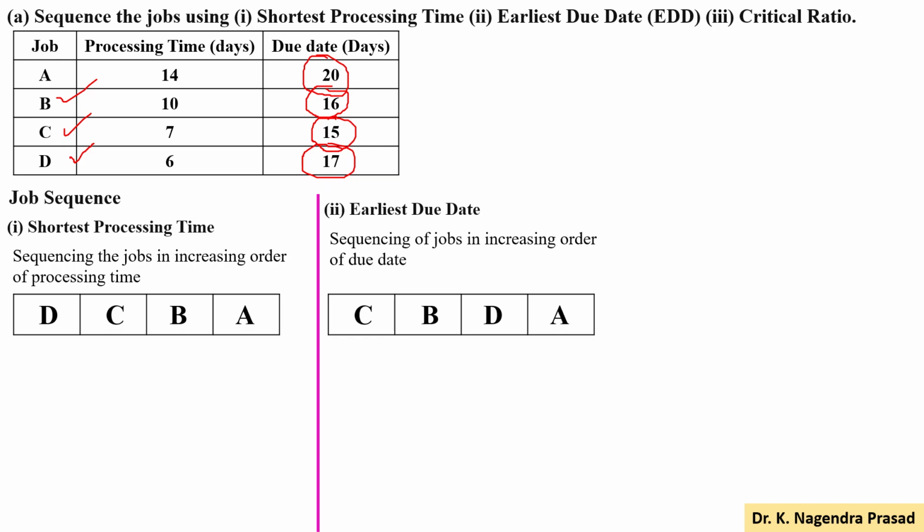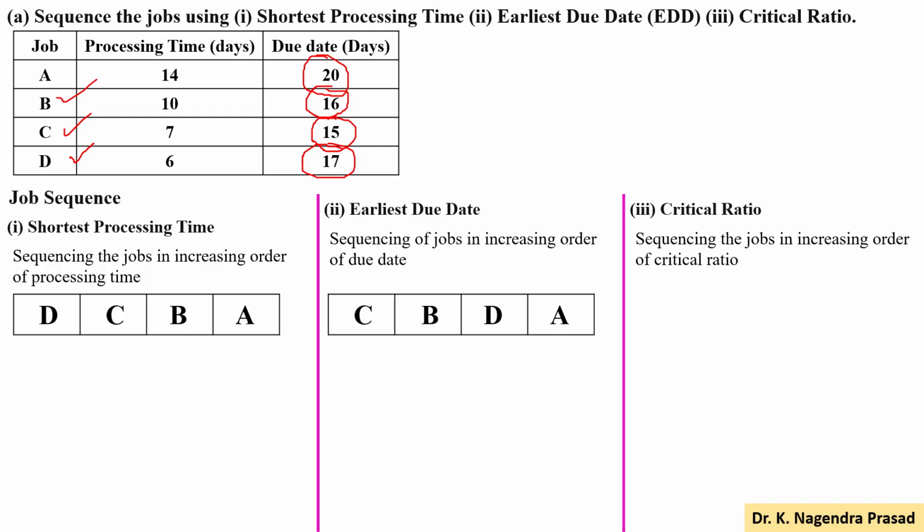Next we have to find out the job sequence by the critical ratio rule. We know that the critical ratio is the ratio of due date divided by processing time. In critical ratio, we sequence the jobs in increasing order of critical ratio. So first we have to find out the critical ratio for each job. Next we order the job sequence. So let's find out the critical ratio.